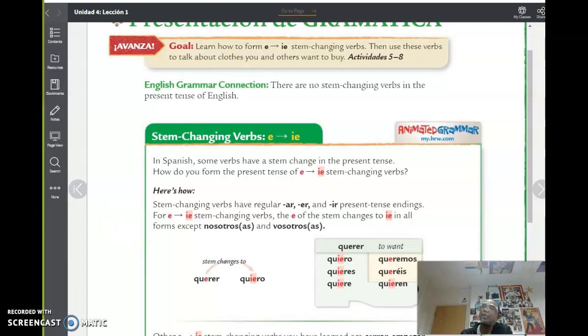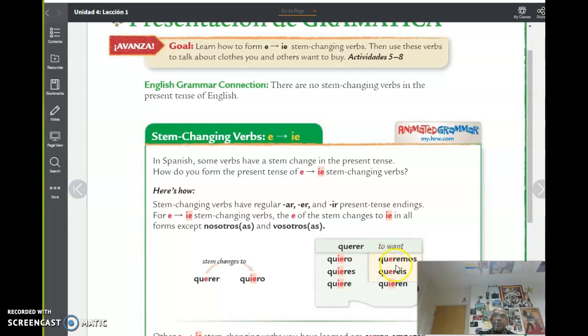How do we form the present tense of E to IE stem changing verbs? Well, pretty much what you do, for example, the verb querer, the E changes to an IE. That is for verbs like querer, to want. Now, the stem change happens in yo, tú, él, ella, ustedes, ellos, and ellas. But there is no change in the nosotros form or the vosotros.